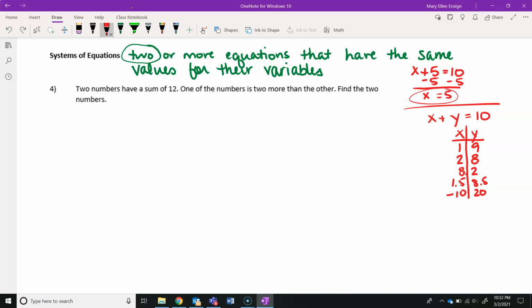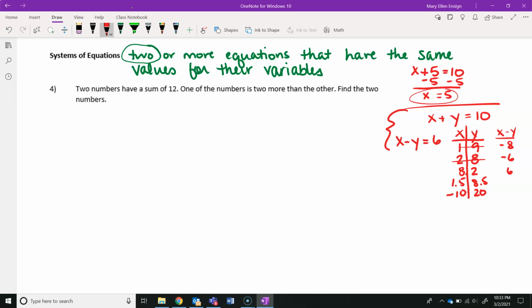Well, what if I also knew that not only did x and y have to equal 10, but let's say x minus y equals 6. Well, if I want my x and my y to satisfy both of those equations, all of the pairs in this little chart satisfy the first one. That's why we chose them. Let's also see what x minus y equals for each of these. For this first pair, 1 minus 9 is negative 8. Well, that doesn't equal 6, so that can't be it. 2 minus 8 is negative 6. That can't be it. 8 minus 2, there's my 6.